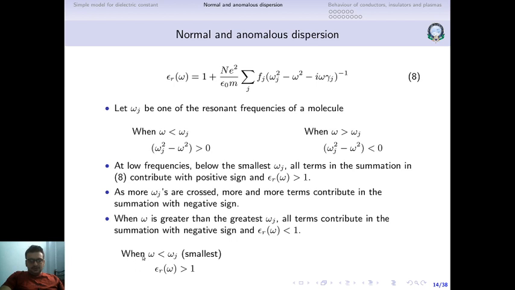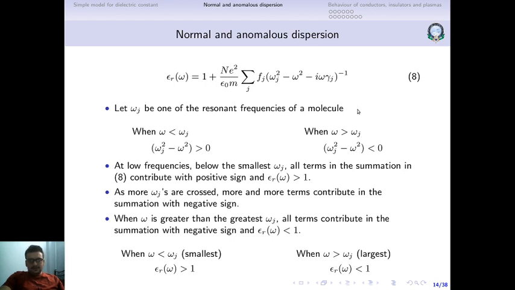So to summarize this, when omega is less than the smallest omega j, then epsilon r is positive, and when omega is greater than omega j, epsilon r will be negative, because all these terms in the summation will be negative, and in the other case all these terms in the summation will be positive. So in this case it will be 1 plus, so it's greater than 1. In this case 1 minus, so it will be less than 1.